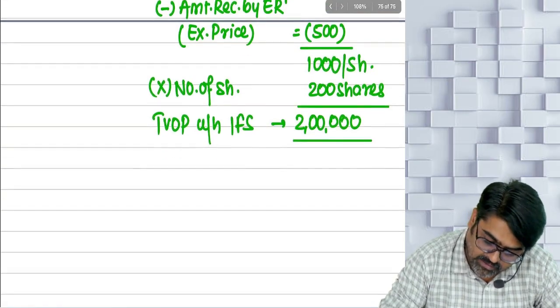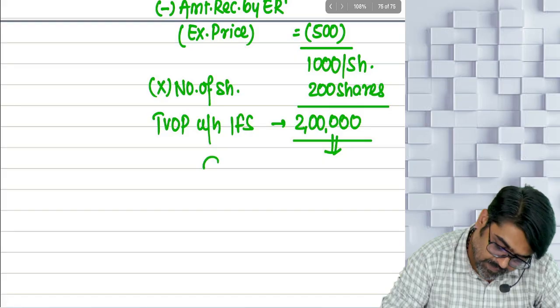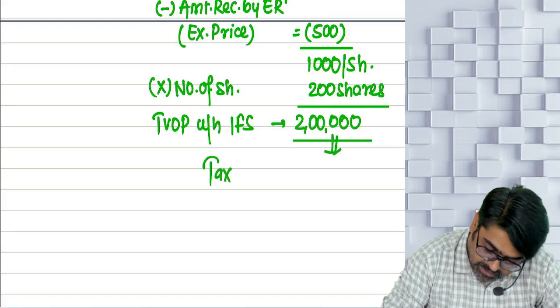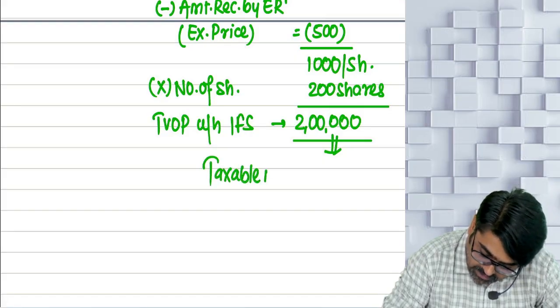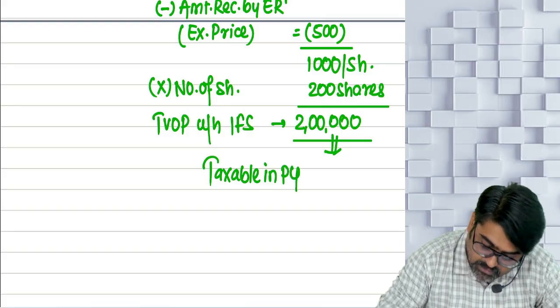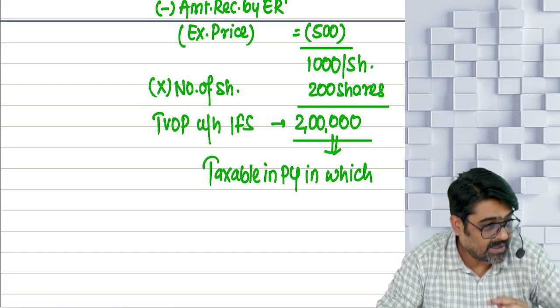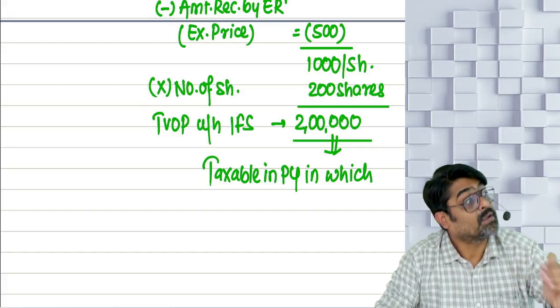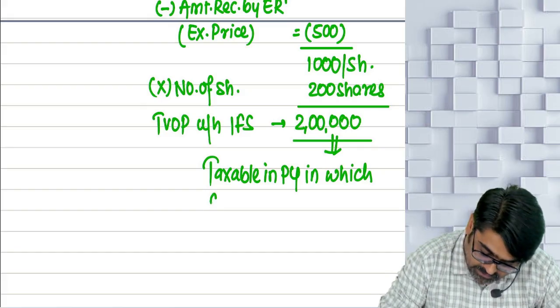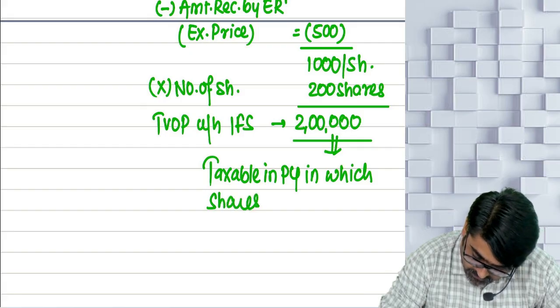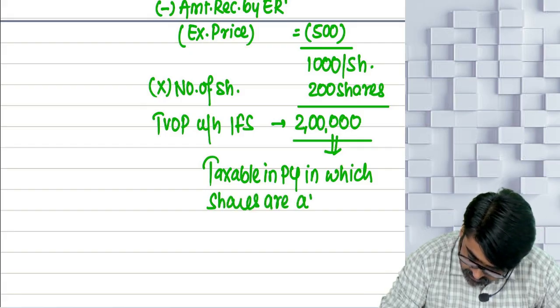Now this will be taxable in which year? Come on, tell me. This will be taxable under the head salary, but taxable in the previous year in which the shares are allotted. No, not the year he has exercised the option. In which shares are allotted. Done, sir? Yes or no?